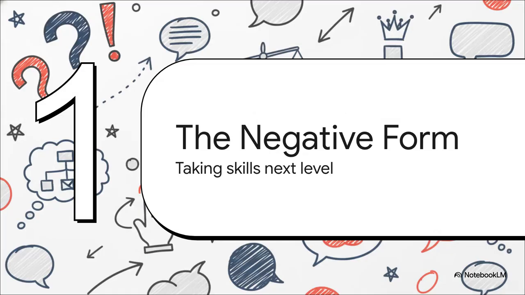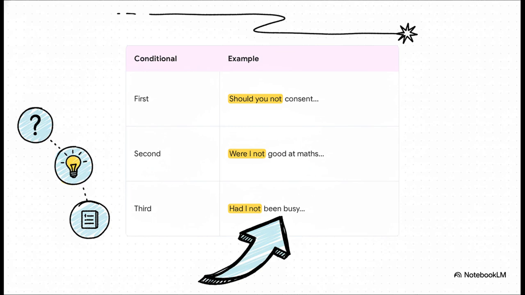Okay, you've totally nailed the basics. Ready to level up again? Let's take on the negative form. This is where you can really start to show off your grammar skills and add even more nuance to your writing. And what's great here is how simple and consistent the rule is. For all three types of conditionals we've covered, all you have to do is place not directly after the subject. That's it. It's a single, clean rule for every single case. It works every time, whether you're using should you not, were I not, or had I not.